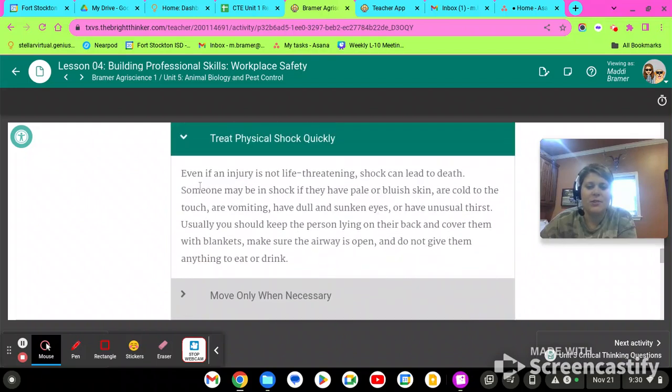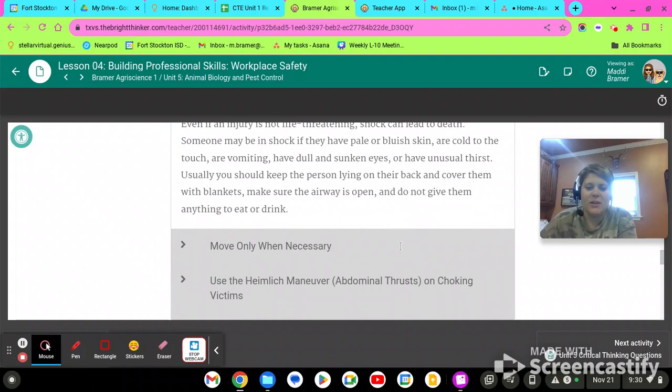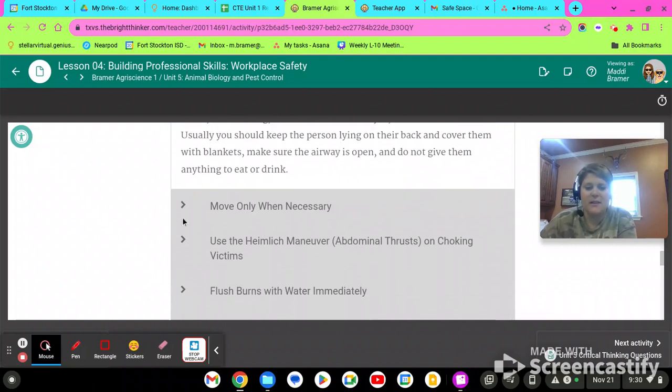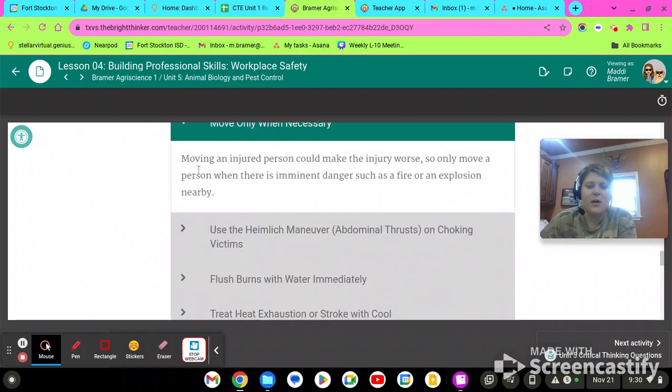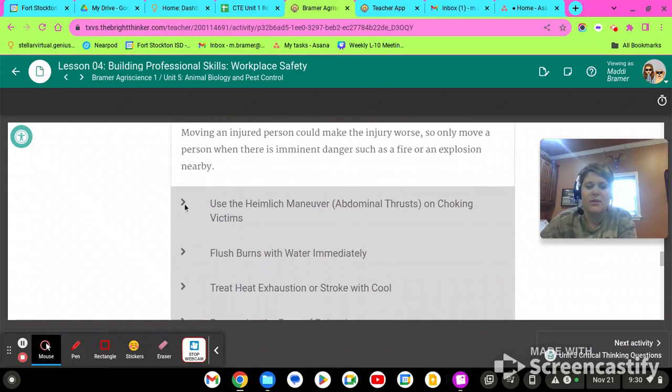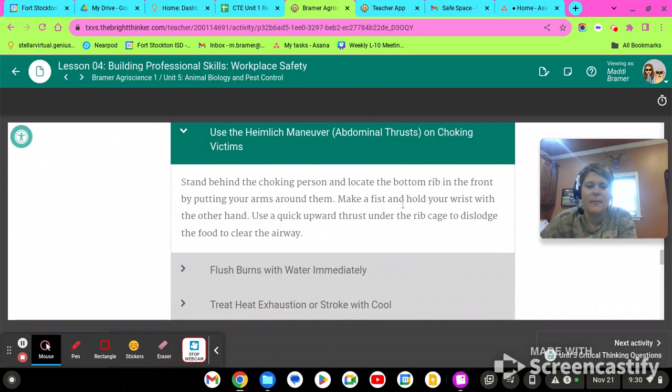Treat physical shock. Even if an injury is not life-threatening, shock can lead to death. Someone may be in shock if they have pale or bluish skin, are cold to the touch, vomiting, have dull, sunken eyes, or are really thirsty. Usually you should keep the person lying on their back and cover them with blankets. Make sure their airway is open and don't give them anything to eat or drink. Only move an injured person when necessary. Otherwise you should leave them be so you don't further harm them.